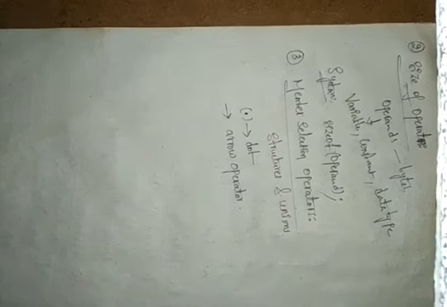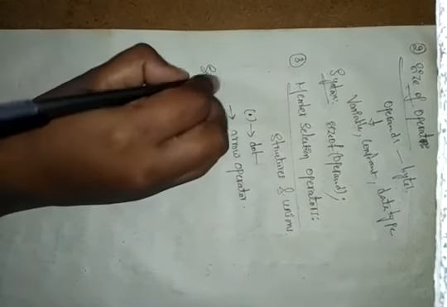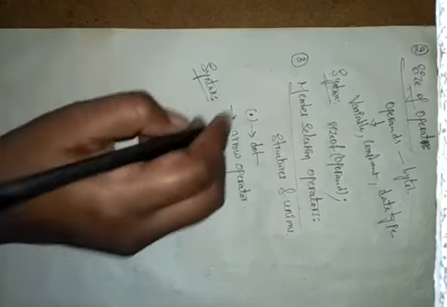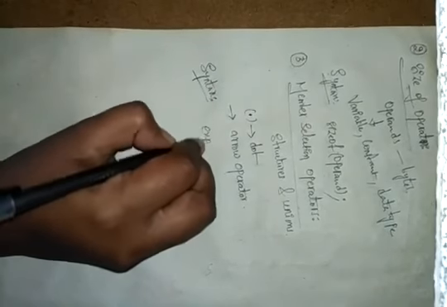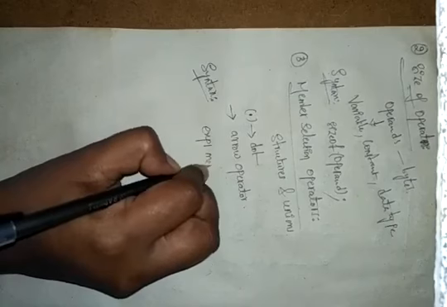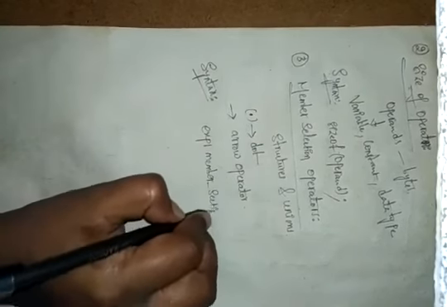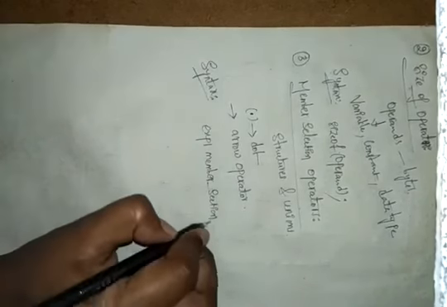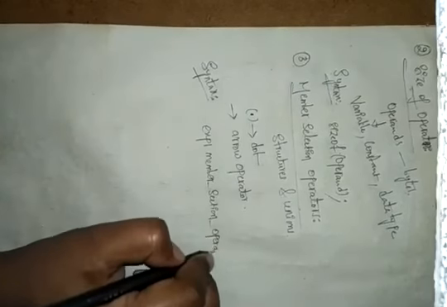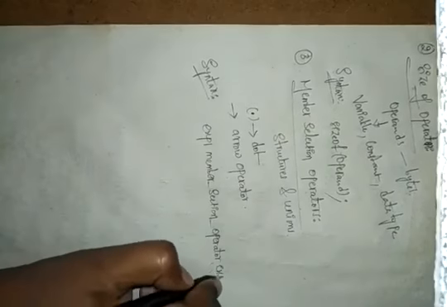So let's see the syntax for the member selection operator. Syntax: Expression 1, member selection operator, Expression 2.